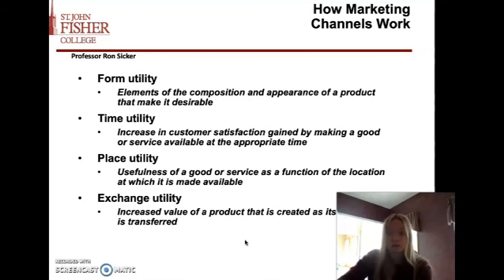And then exchange utility is the increased value of the product that's created as its ownership is transferred. And basically that's created by swapping the product for money. So liquidating it, really.